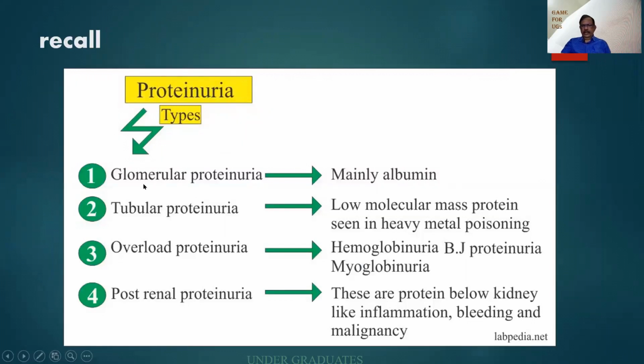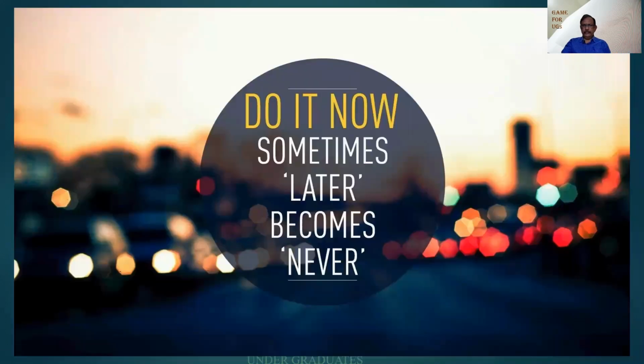Recall all this. There is a glomerular cause, which is mainly albumin; tubular protein, which can be in a case of poisoning; overload proteinuria in a case of Bence-Jones protein or myoglobinuria; post-renal causes, when there is an inflammation below the kidney in the ureter or the bladder, or in malignancy. I would like you people to memorize all this now. Sometimes later becomes never.